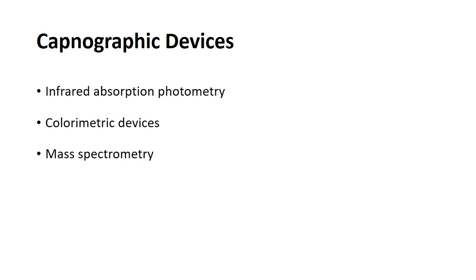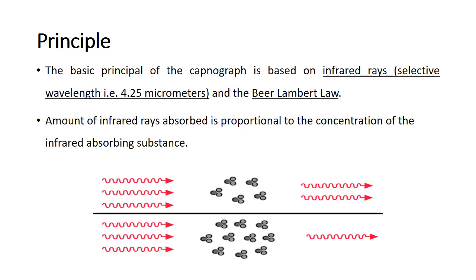The infrared absorption photometry. Now this is based on the principle of infrared rays. Why infrared rays? Because infrared rays are absorbed only where two or more dissimilar atoms are present, like carbon dioxide, nitrous oxide, isoflurane, and in the selective wavelength, that is 4.25 micrometers.